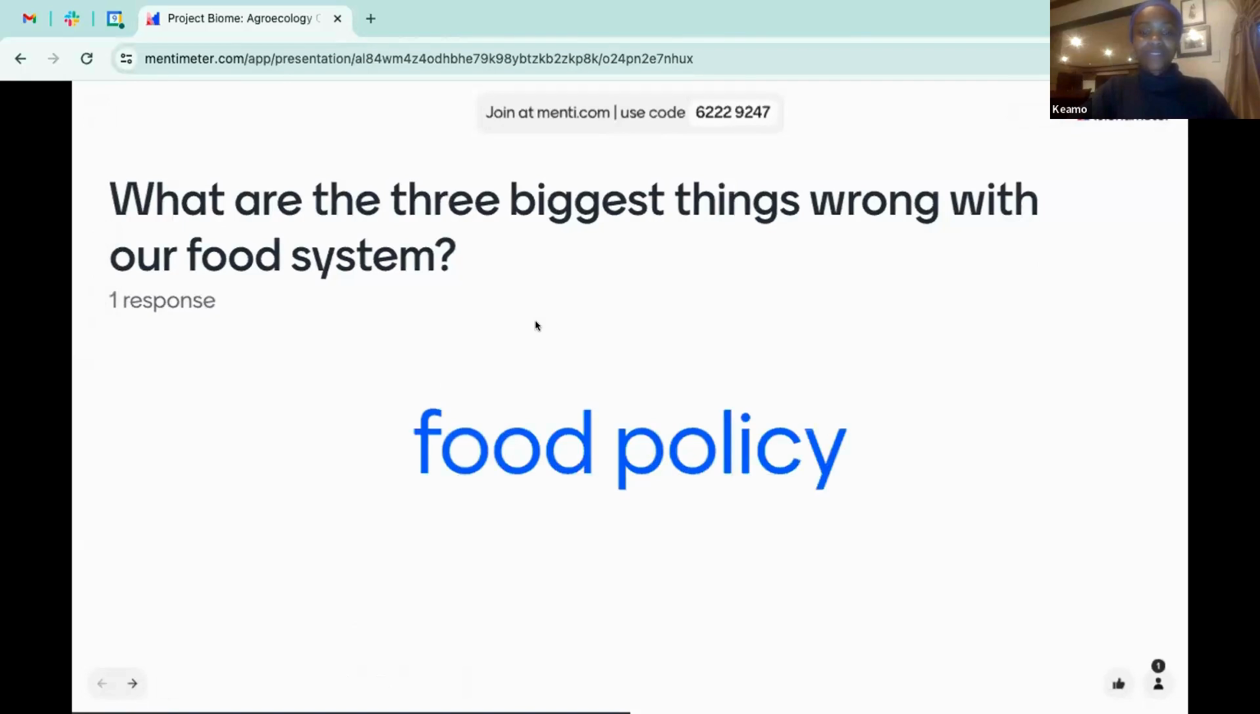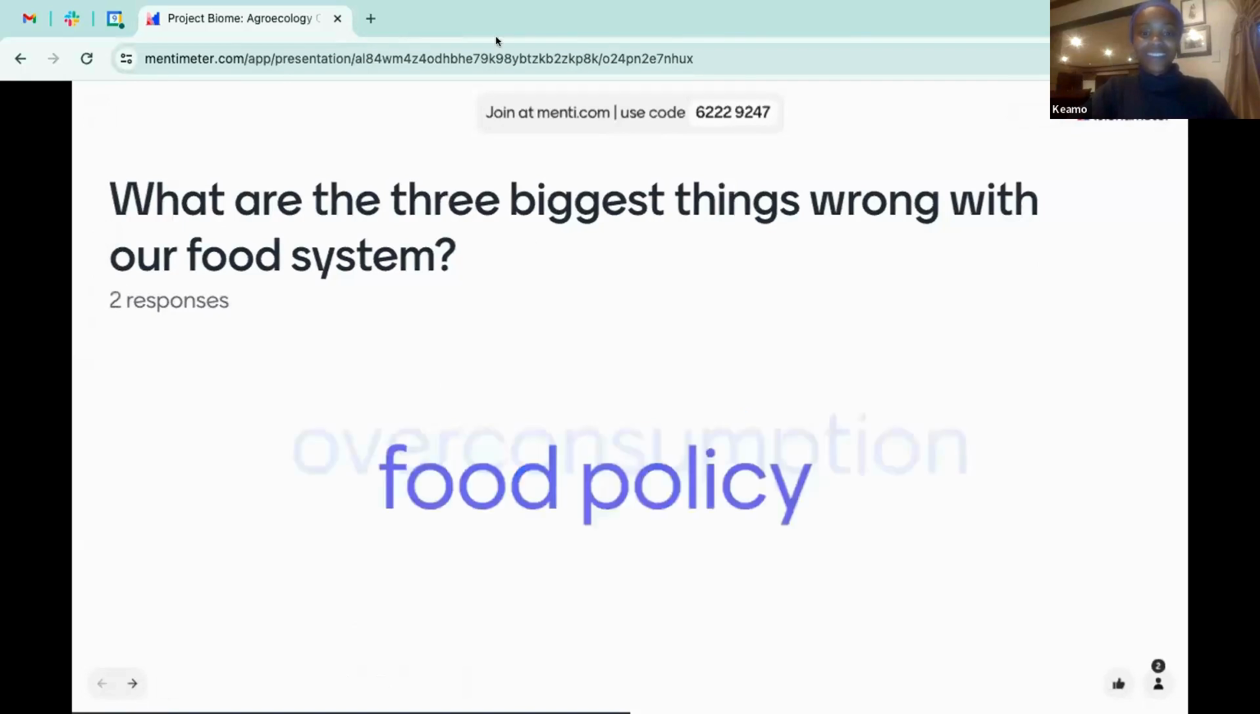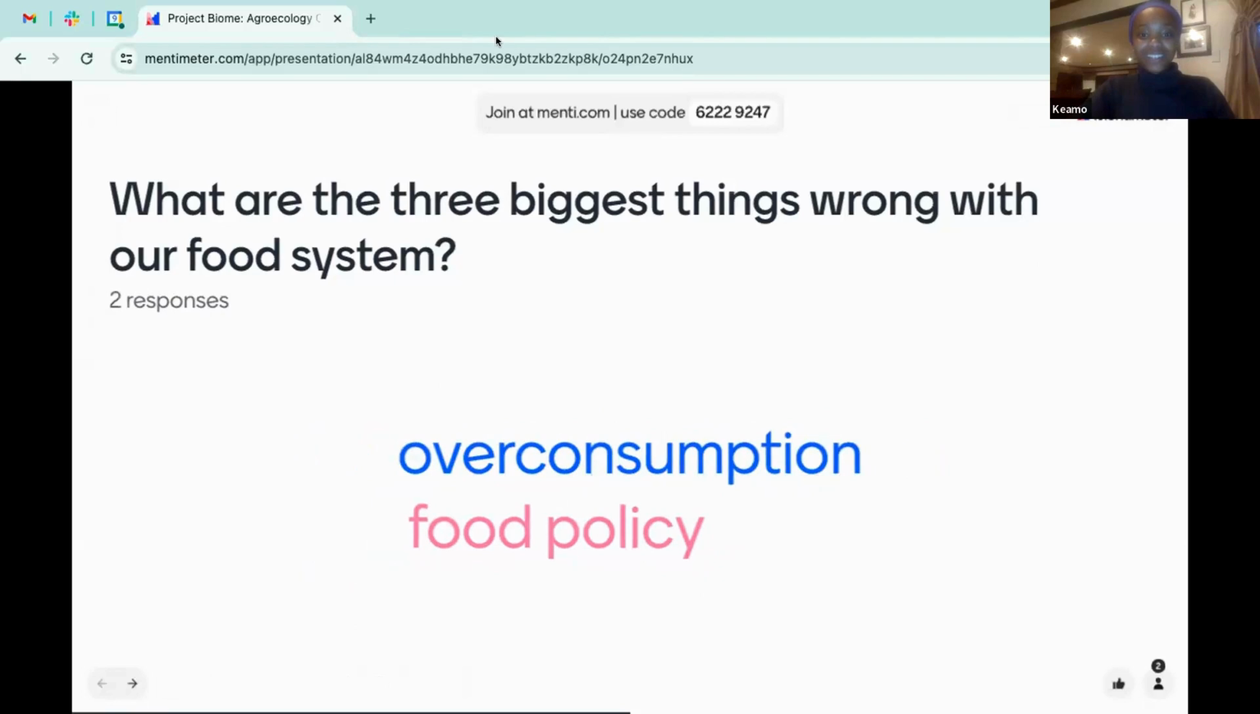Wonderful. Right, we got the word generator going. There we go. Food policy, overconsumption. Absolutely.